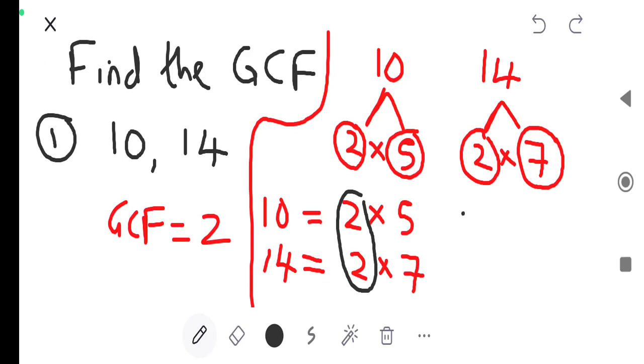GCF equals, then you enter this circle and take only 1, 2. So that becomes the answer.